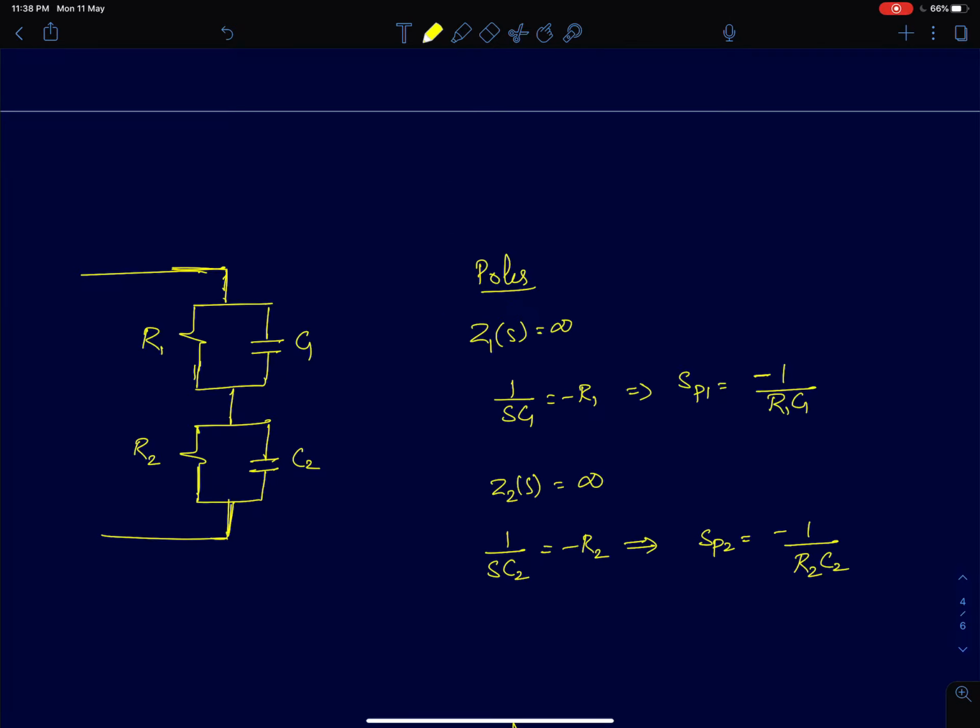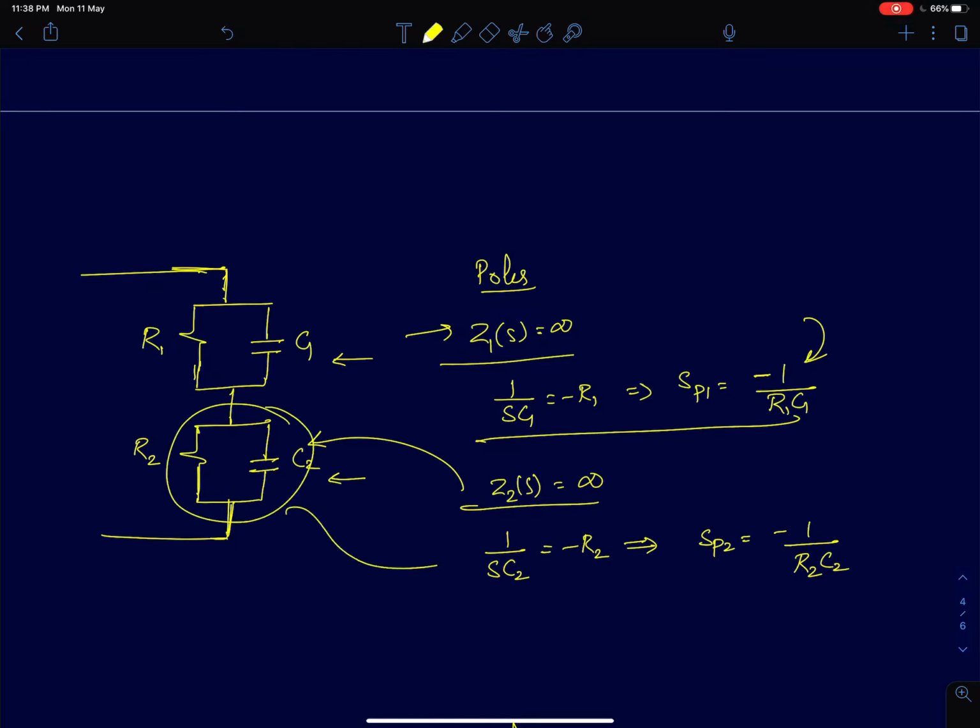Now here again it's a series equivalent of two parallel impedances, so we'll use the same condition. Z1 is infinity, so from that I get the first pole at minus 1 by R1C1. Second condition, Z2 is infinity, this impedance blowing up to infinity, which happens when 1 by SC2 is minus R2, so the second pole is at minus 1 by R2C2. We see there are two capacitors, so we have two poles here.